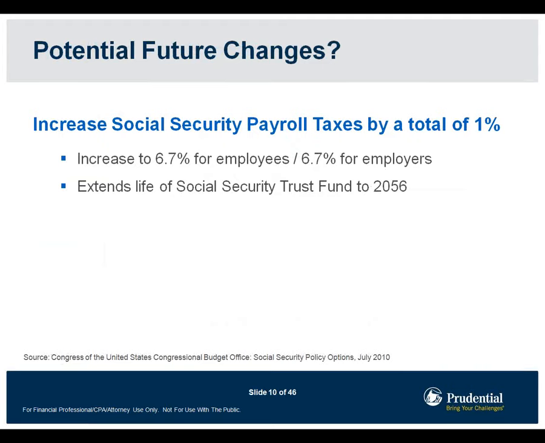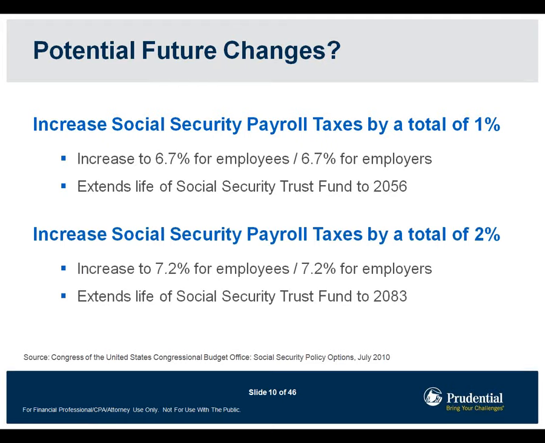One proposal is to increase the payroll tax. I mentioned before, we each pay a payroll tax of 6.2%, the employee and the employer. What if we raise that payroll tax by 1%, so a 0.5% increase for both the employee and the employer, from 6.2% to 6.7%? If we did that, that alone would extend the life of the Social Security Trust Fund to 2056. What if we increase the payroll tax by a total of 2%, so a 1% increase for the employee and the employer, so a 7.2% payroll tax for each? That would extend the life of the trust fund to 2083.